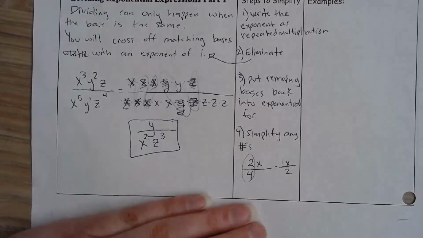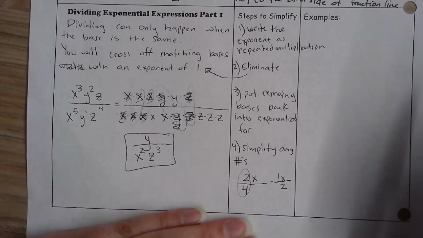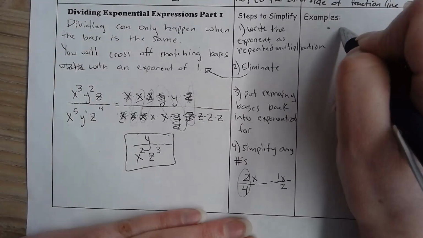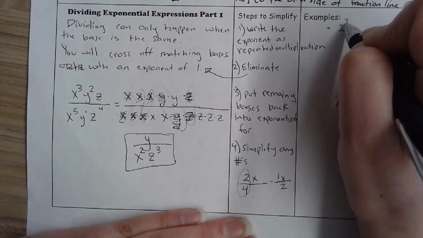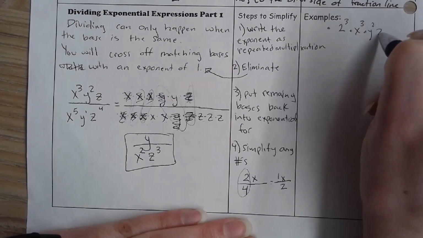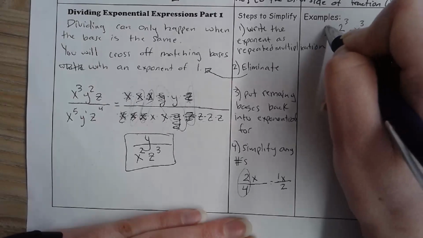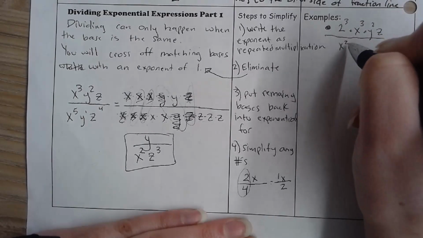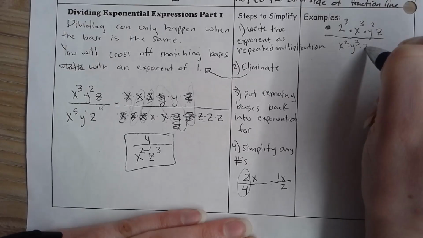Okay, so for our examples, here we go, example 1. We're going to go 2 cubed times x cubed times y squared z all over x squared times y cubed times z cubed.